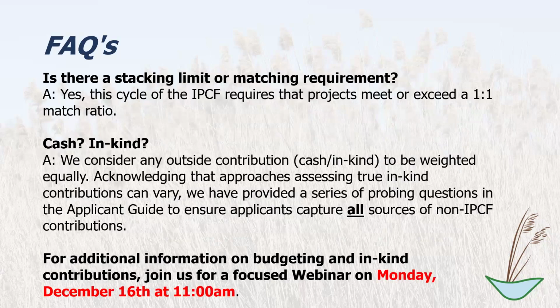Is there a stacking limit or a matching requirement? So as I mentioned a few times, yes, this cycle of the Invasive Phragmites Control Fund does require that projects meet or exceed a 1-to-1 match ratio. Cash versus in kind. Again, we consider any outside contribution, whether that's cash or in kind. So a direct cash contribution or in kind being volunteer hours, equipment that you have, and we'll go over a bunch of other in-kind types on Monday. But again, they're all weighted equally.